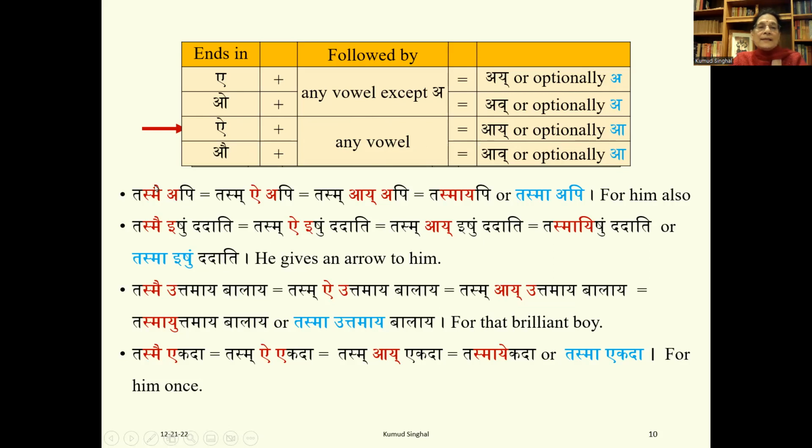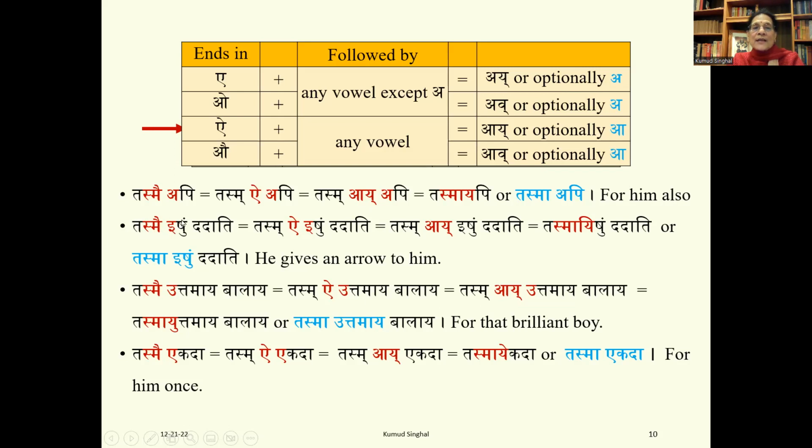Tasmai api. Tasmai is for him. It is the fourth case. So I is followed by a. So I will be replaced by I, and so it will be tasma yapi, right? Tasma yapi. Or this ya also drops, if you're only in an optional case, a will be left. So it will be tasma api, for him also.